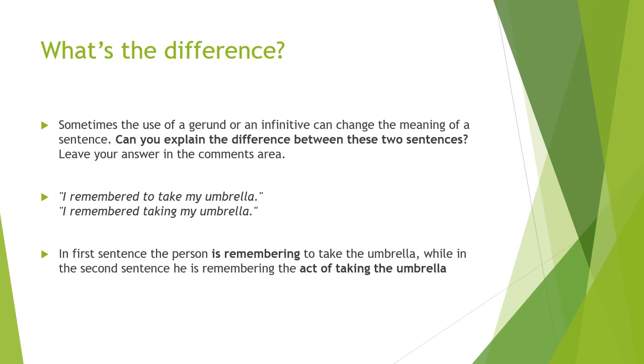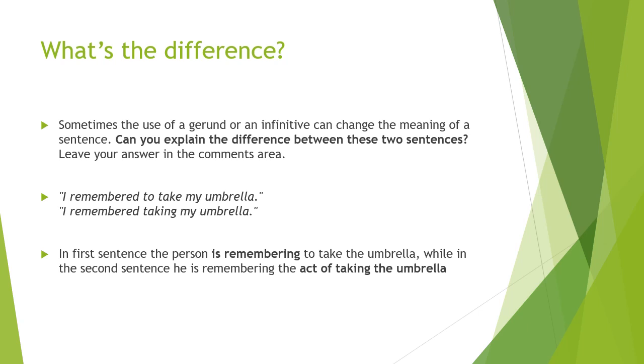We know infinitive is unreal, abstract, or future, and we know gerund is real, fixed. Yes? So in the first sentence, the person is remembering to take the umbrella. So it's unreal, it's abstract. The stress is on remembering. He remembered in his mind to take his umbrella. He hasn't actually taken the umbrella yet. He just remembered. It's in his mind.